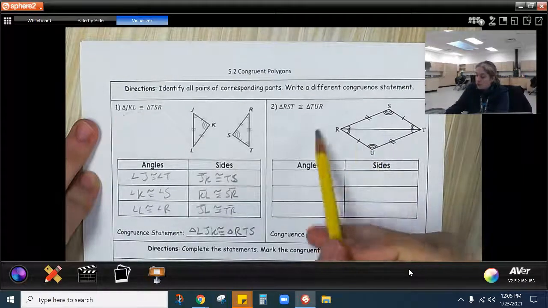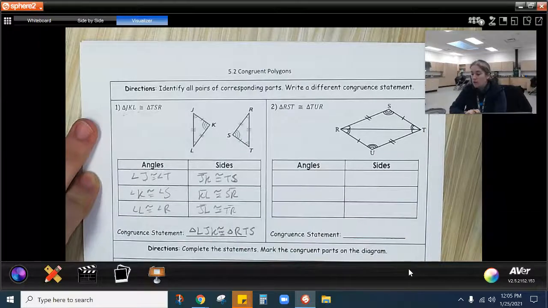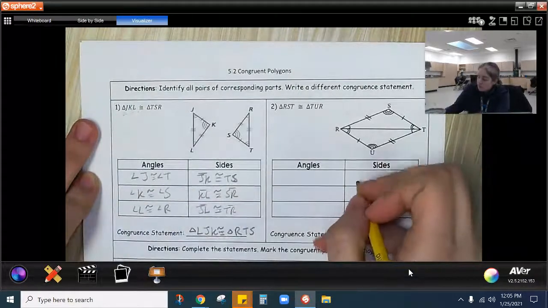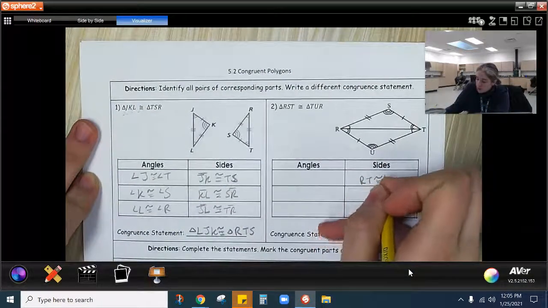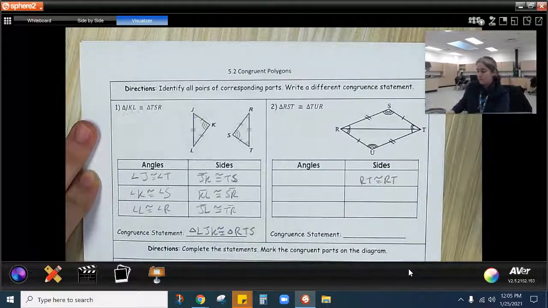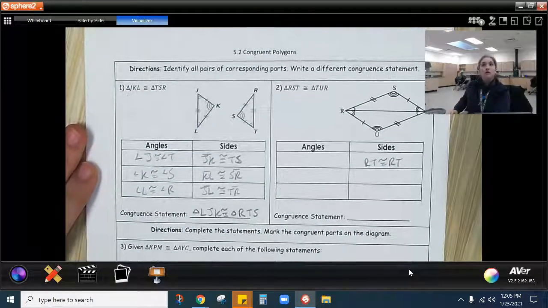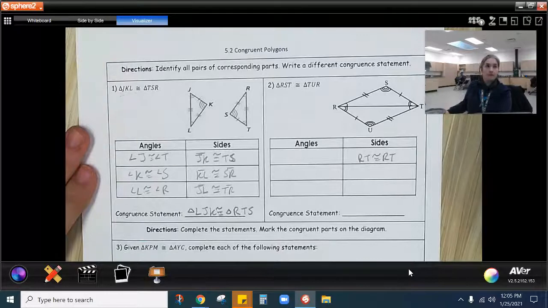I want you to try this one on your own. Pretty much everything is marked except for side RT, which should be kind of a little bit of a, well, duh, it's congruent to itself. So I'm going to give you that one already. RT is congruent to RT. All right. So try that one on your own.